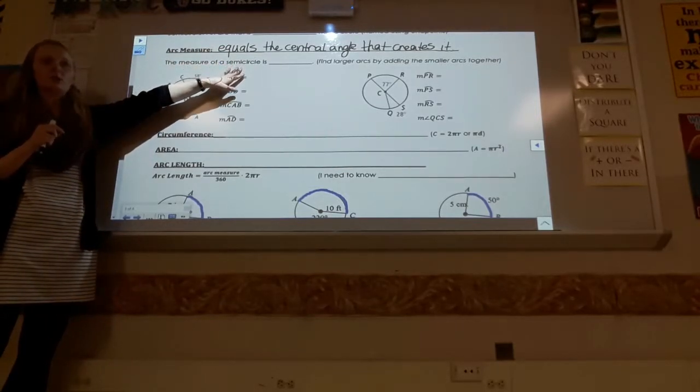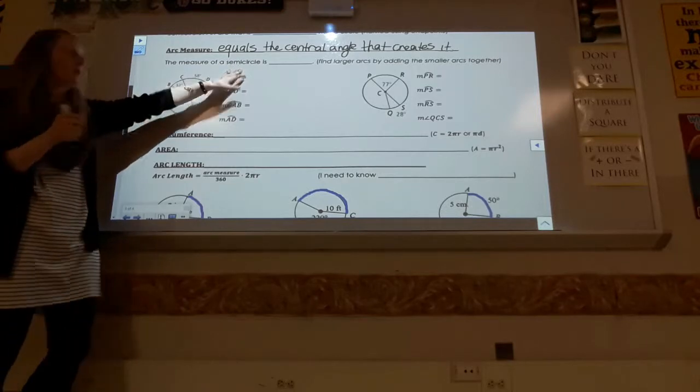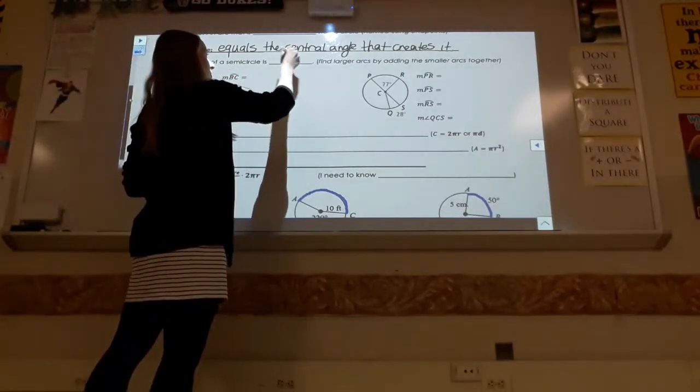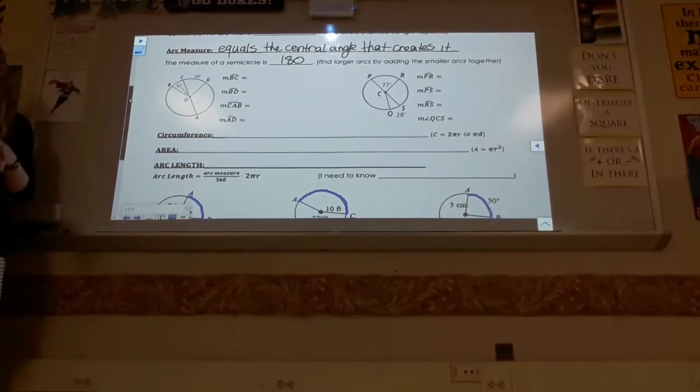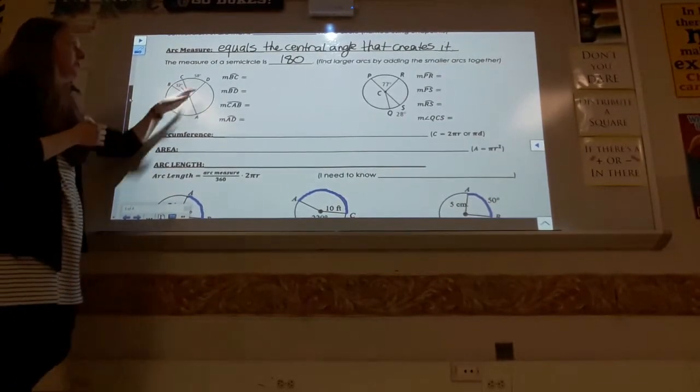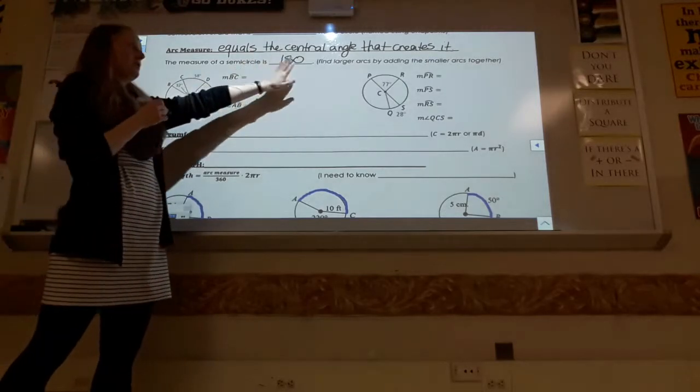What do you think half a circle, a semicircle, would be? How much do you think that's worth? What would the measure be? 180, because how much is a full circle? 360. So that is something you need to remember. Hopefully you know that already. A full circle is 360. The measure of a semicircle, or half a circle, is 180.